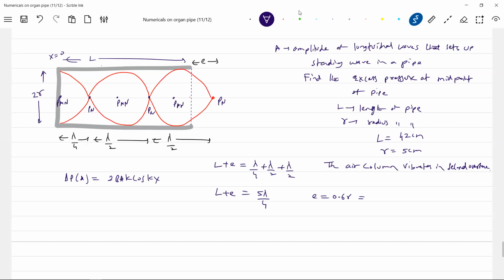So 42 plus 5 into 0.6 will be 3. So lambda is 45 by 5 into 4, which is 36. 36 centimeter will be the lambda. If you know that k equal to 2 pi by lambda, we'll get the value of k. What is k equal to? 2 pi by 36, or pi by 18 per centimeter.